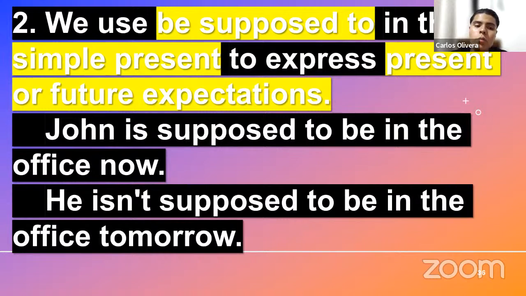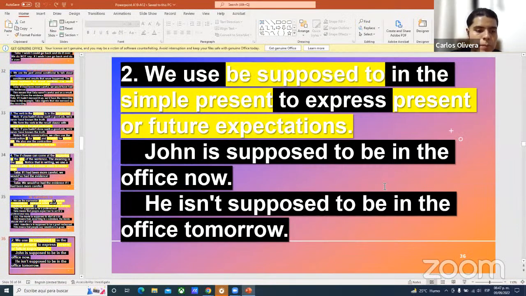John is supposed to be in the office now. He isn't supposed to be in the office tomorrow. So that is a very important difference. We use be supposed in the simple present. Okay, simple present, remind that. Basically, with these expressions that we have used with have, right? The idea is that when you want to express present or future expectations, you always use it with an ed at the end. Let me show it to you.